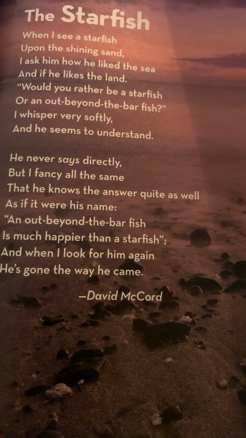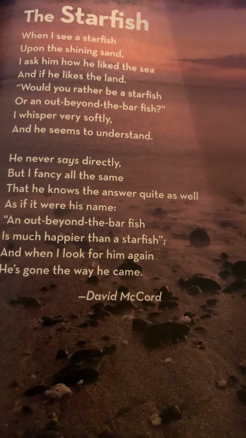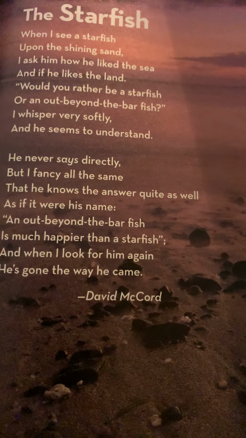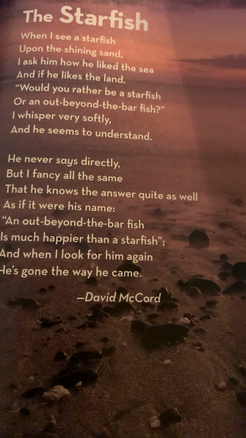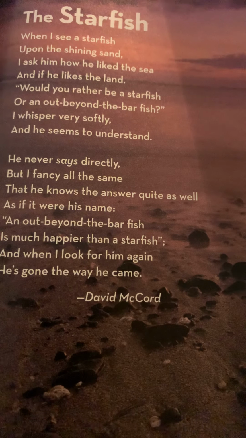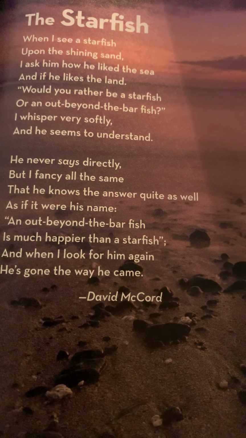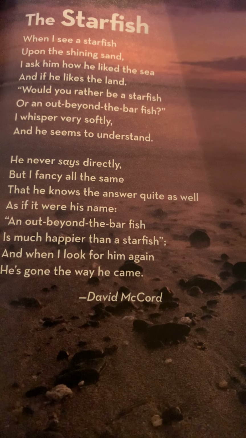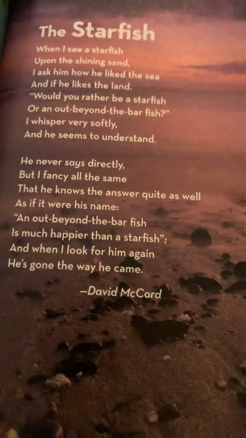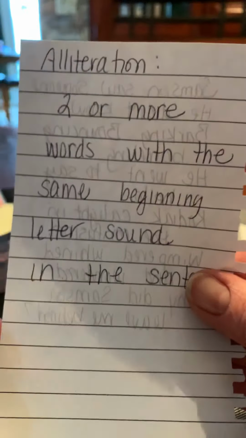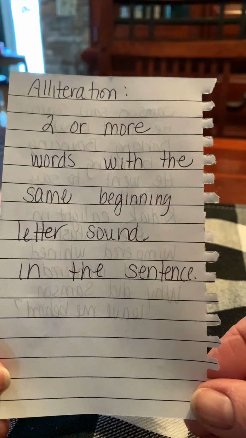So in the first stanza, do you notice starfish, shining, sand, sea, softly, and seems all have the S beginning sound? Take a look in that last stanza. Do you notice anything? If you're going with the same beginning sound, you see says. There's starfish again. So alliteration is two or more words with the same beginning sound.